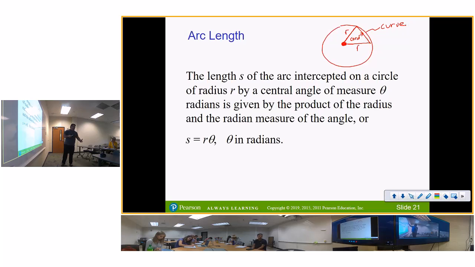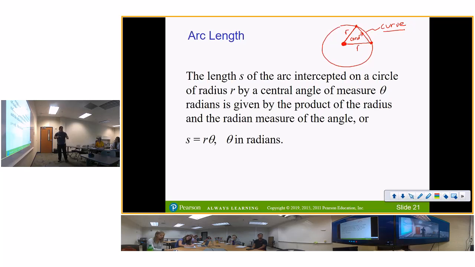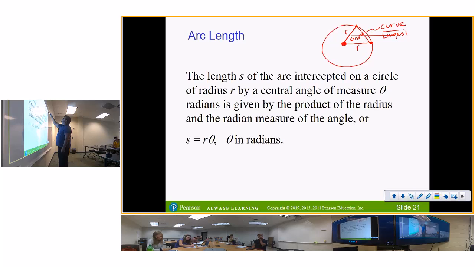Okay? Now, I got a question to ask you. Will the arc curve always be longer or shorter than the chord? Good. It will always be longer. The curve will always be the longest between the curve and the chord. Because what is the shortest distance between 2 points? A straight line. A straight line will always be less than a curve. And this is how you find the length of a curve.